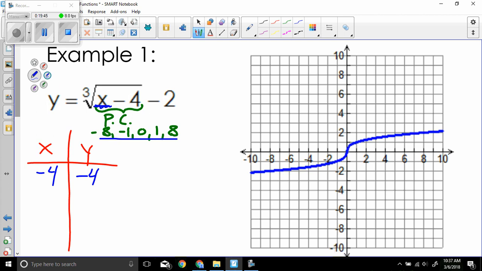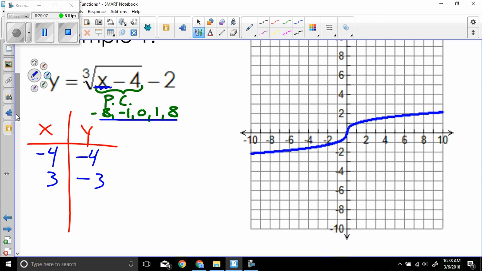Well, what would I need there? I need a -1, so this is a 3. Oh, a 3 minus 4 would be negative 1. What's the cube root of negative 1? Negative 1. Okay, negative 1 minus 2 is negative 3. Notice that this goes negative 4, negative 3. Maybe our logic tells us next, maybe I'm going to get, oh, I don't know, a negative 2 here.